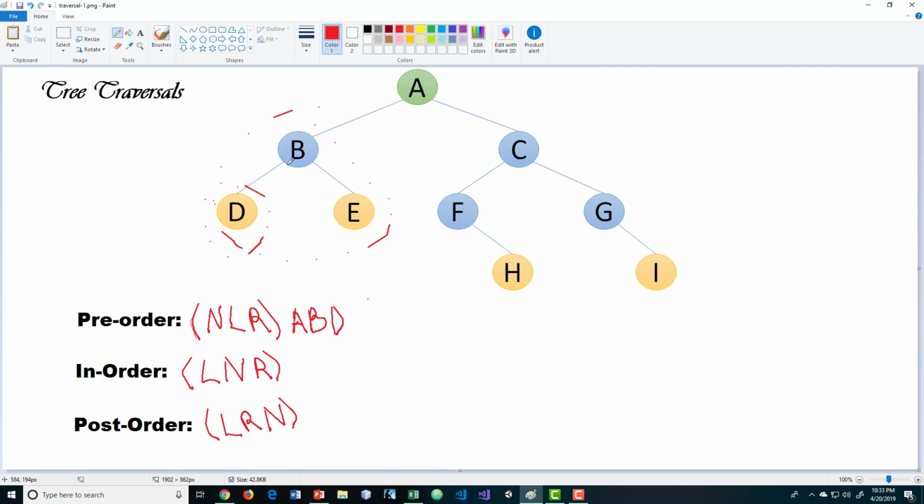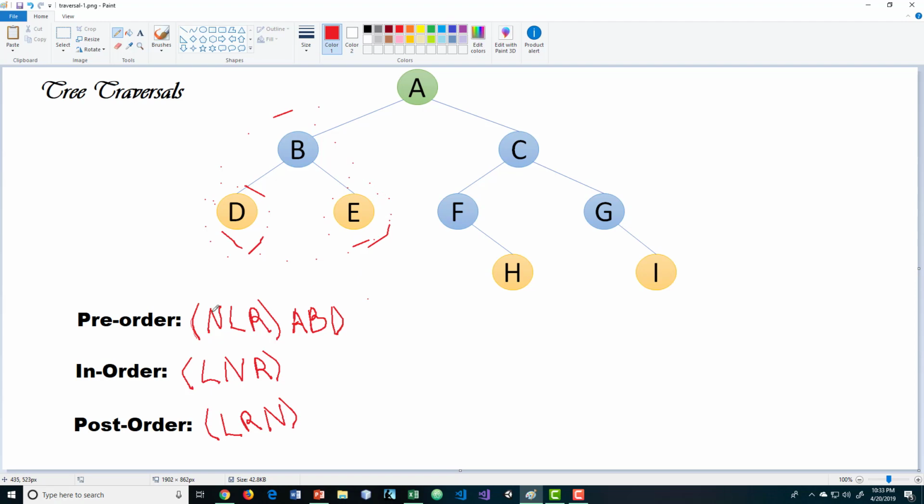It jumps back up to the B, and we have to ask ourselves, where did we come from? How did we get here? And what we're doing is we're saying, hey B, did you check yourself off? Yes, because I checked myself off at this recursive call. And then I checked my left off, so my left is entirely done. So now I have to check my right. So I zoom in on my right now, and now I'm at the E.